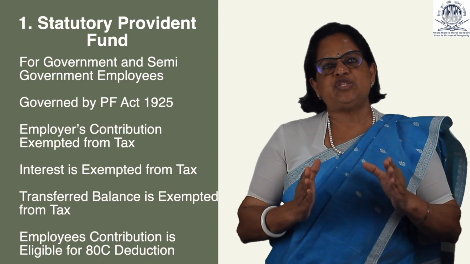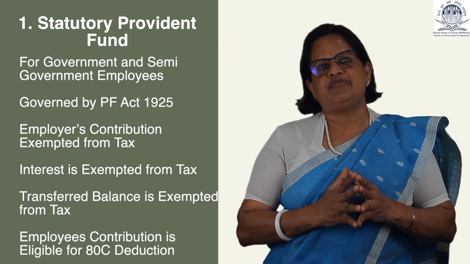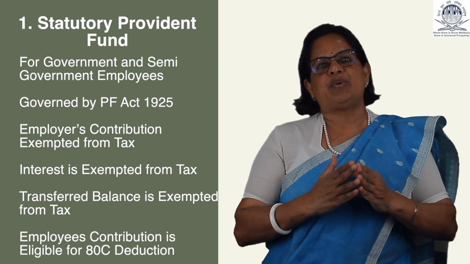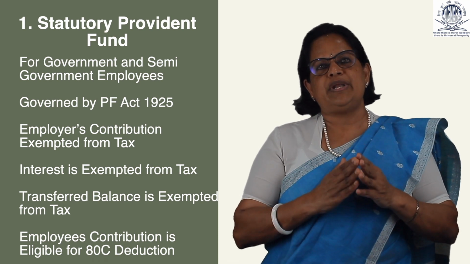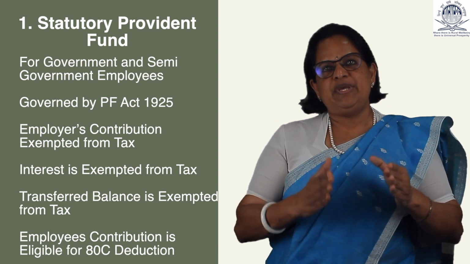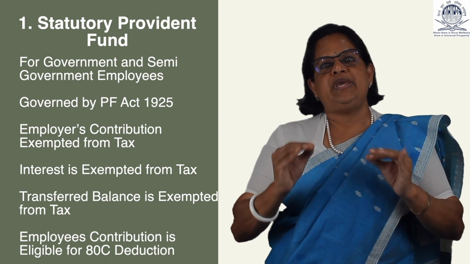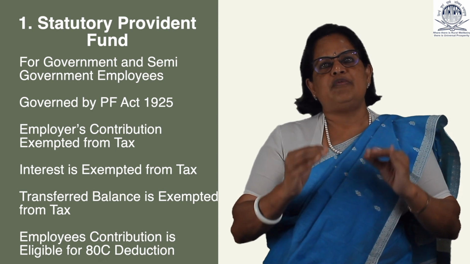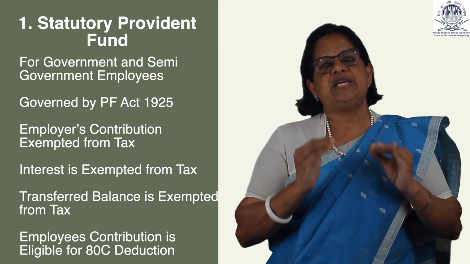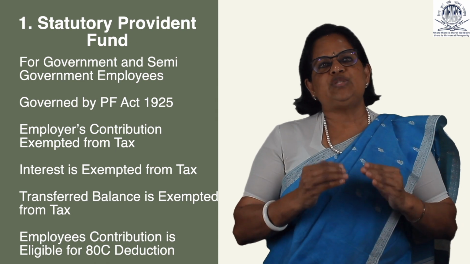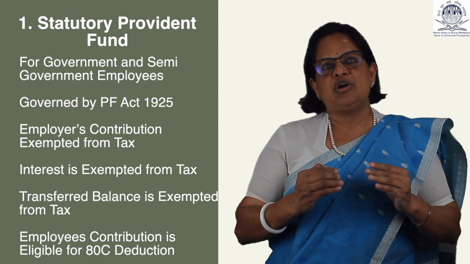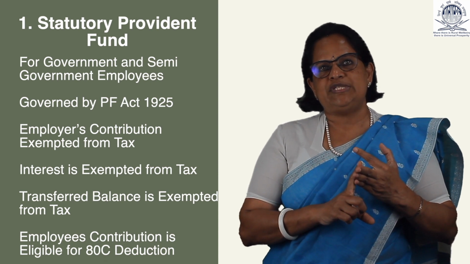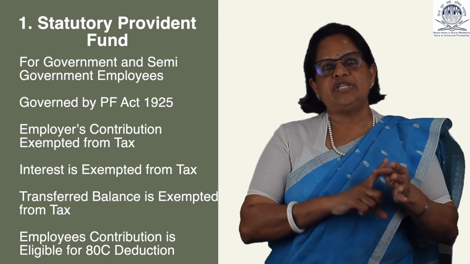Statutory Provident Fund or SPF is the oldest type of Provident Fund. The objective of setting up this fund is to promote saving habits among government employees. SPF is governed by the EPF and MP Act 1952. That is, the Employees Provident Fund and Miscellaneous Provisions Act 1952. This fund is maintained by government and semi-government departments like railways, RBI, central and state universities, local bodies, insurance companies, etc.